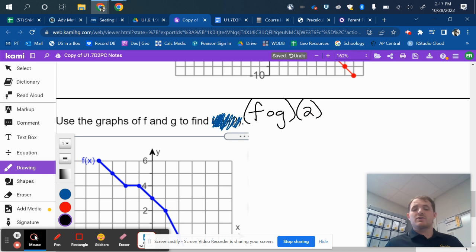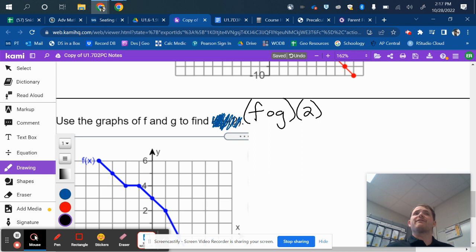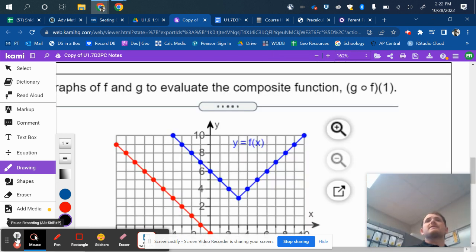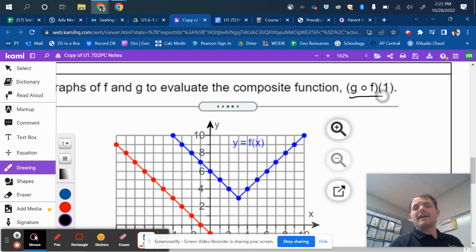Okay? So again, try those two with your partner. Again, it's different, but just trust the concept that you learned on the front page. Okay? It's about understanding the language. What does it mean? How can you write G of F of 1? How could you rewrite that?